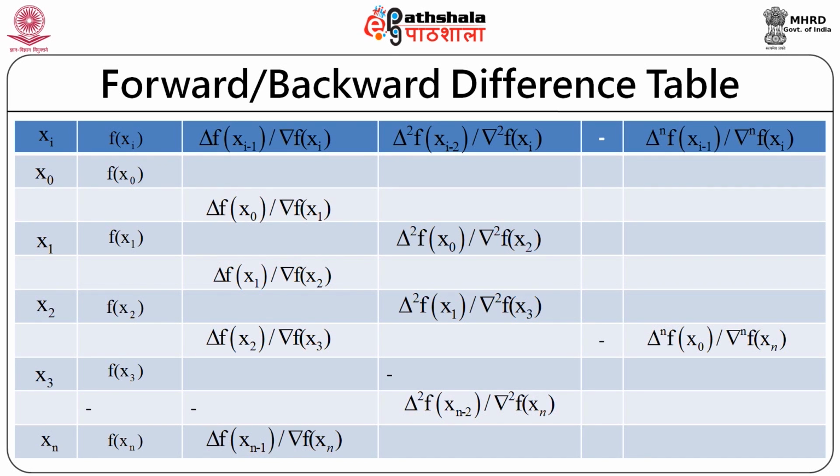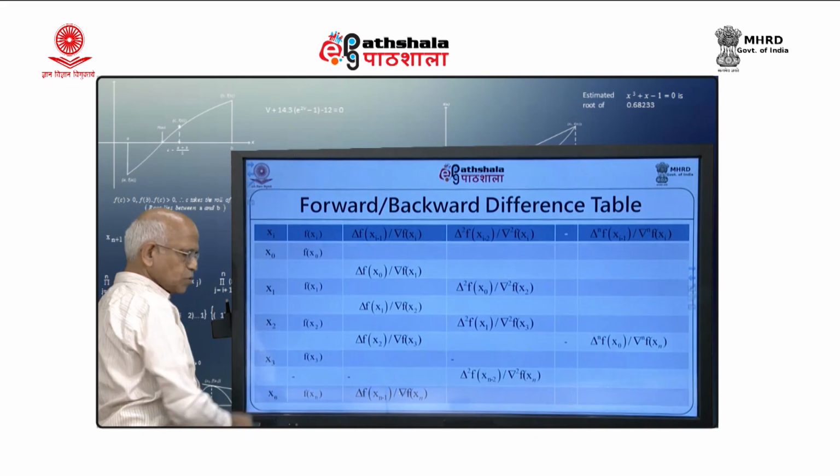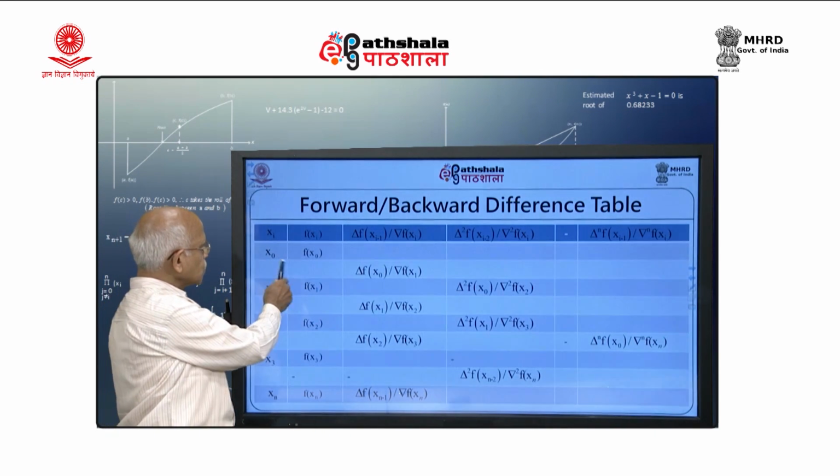Now, we can construct a table corresponding to forward as well as backward differences. Both can be shown in a separate table, but I am trying to show you in the same table, because we have already seen that the forward difference at x_{i-1} is the same as the backward difference at x_i. So if I find this, I will automatically get this also. Now we are considering here x_0, f(x_0). These are your x_i values, the nodes, these are the f(x_i) values, and using these values I am trying to generate this.